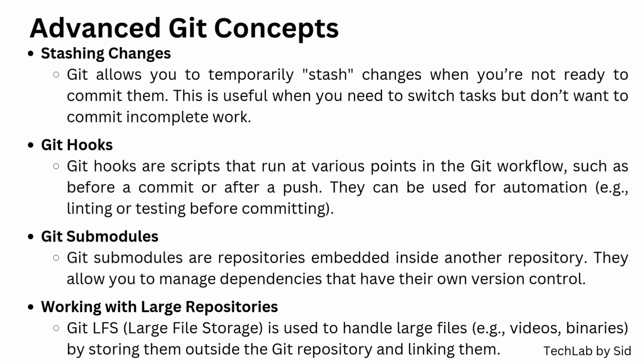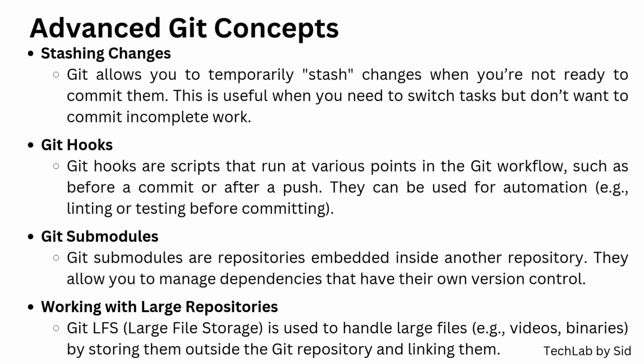Git submodules let you manage repositories inside other repositories. They are particularly useful for handling dependencies or external projects that have their own version control. Changes to submodules are tracked separately, but they remain part of the main project.